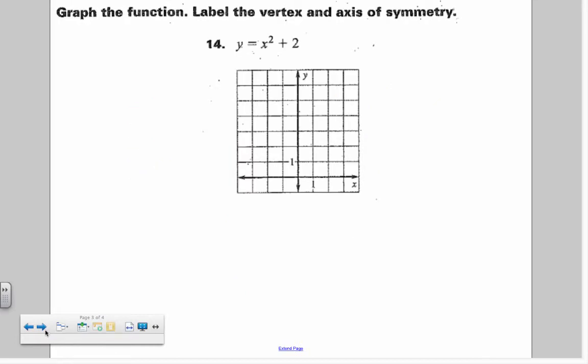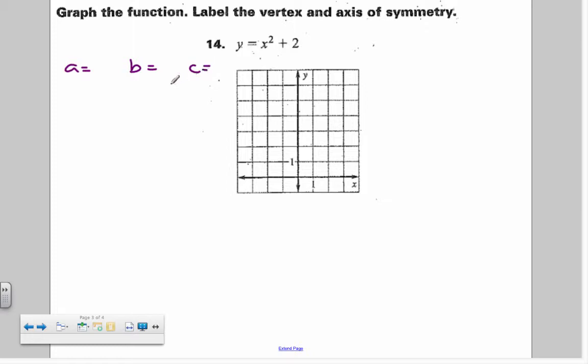Okay, let's take a look at the next problem. The next problem says graph the function. Label the vertex and the axis of symmetry. So let's go ahead and find the vertex and the axis of symmetry first to help do our graph. We can use the same thing that we did in the last problem. We need to find our A, B, and C.